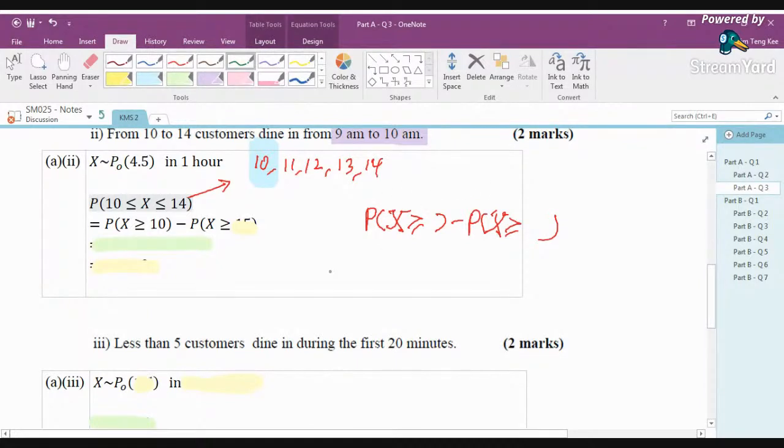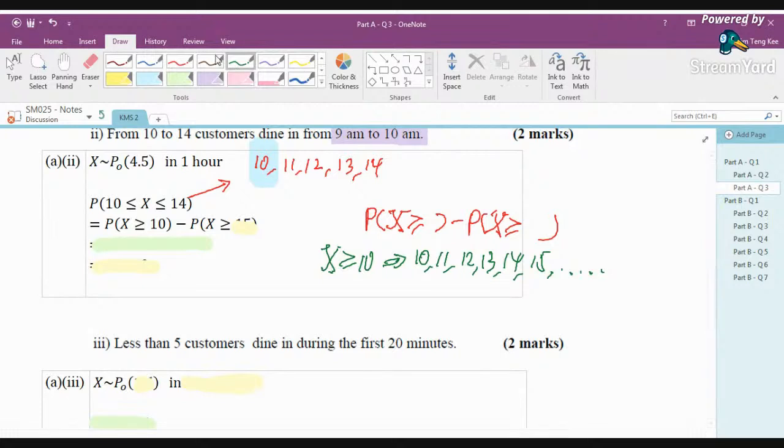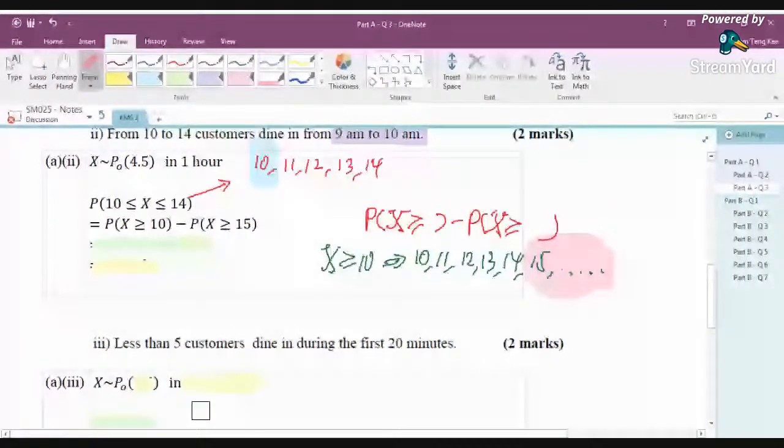And if you notice, when you have X ≥ 10, it means that we have 10, 11, 12, 13, 14, 15, so on and so forth. And it's not this list of numbers for X ≥ 10. I just want until 14. The rest from 15 and onwards, I don't want. So the part that you don't want is 15 and onwards. So we have X ≥ 15 that we are going to minus, followed by the statistical table for the case of 4.5.